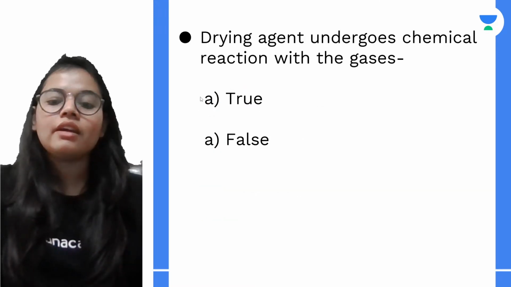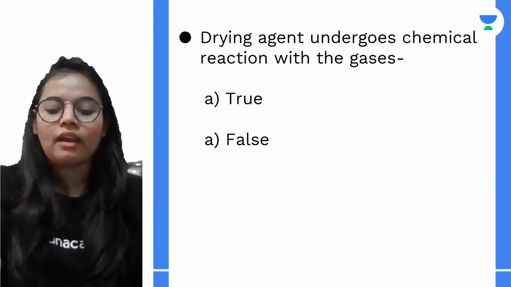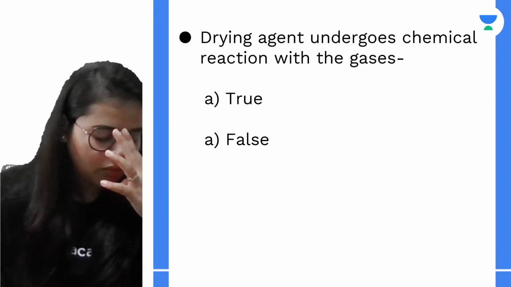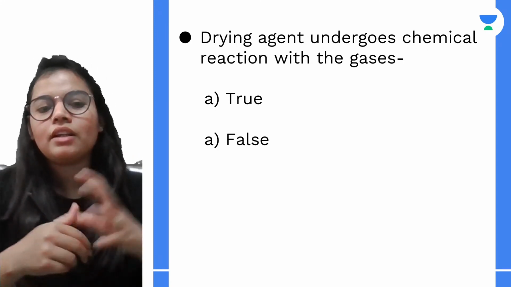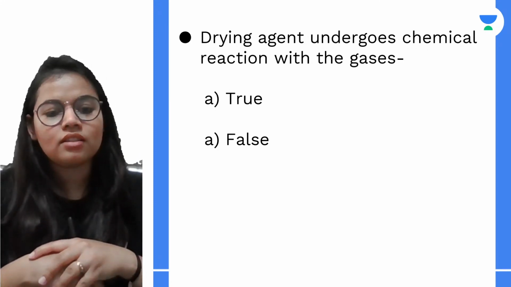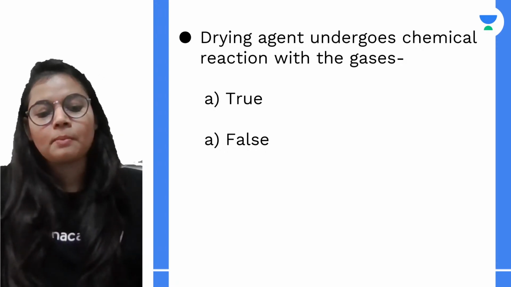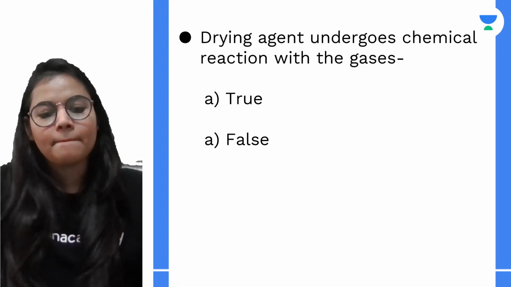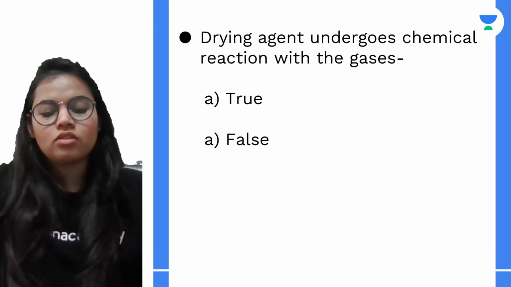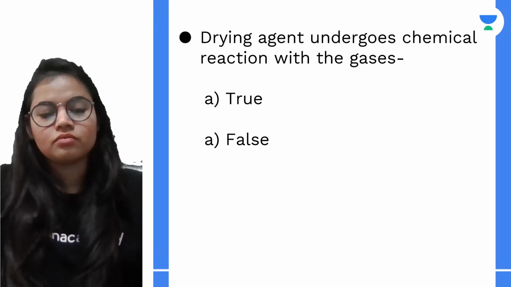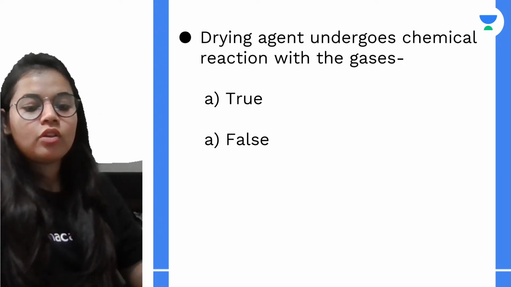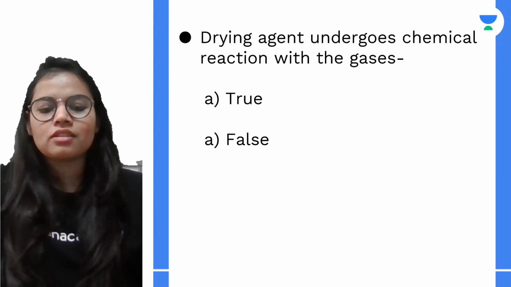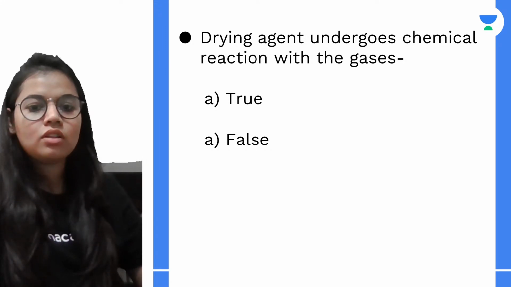Next, drying agent undergo chemical reaction with the gases. अच्छा, दो टाइप के agents पढ़े थे हमने सल्फ्यूरिक एसिड में, drying and dehydrating, है ना? तो ड्राइंग एजेंट क्या केमिकल रिएक्शन में पार्टिसिपेट करता है? Does it participate in the chemical reaction? Yes और no? Come on students, what do you think? ड्राइंग एजेंट केमिकल रिएक्शन में पार्टिसिपेट करता है, true और false?